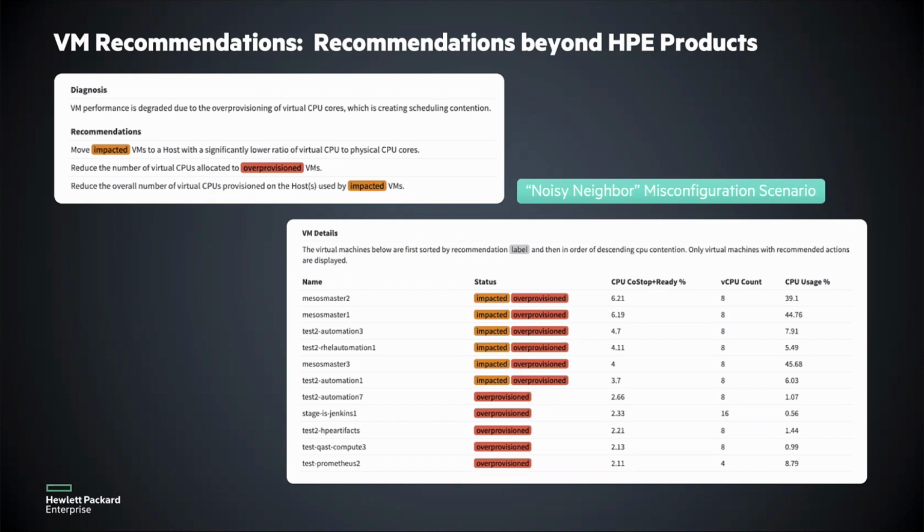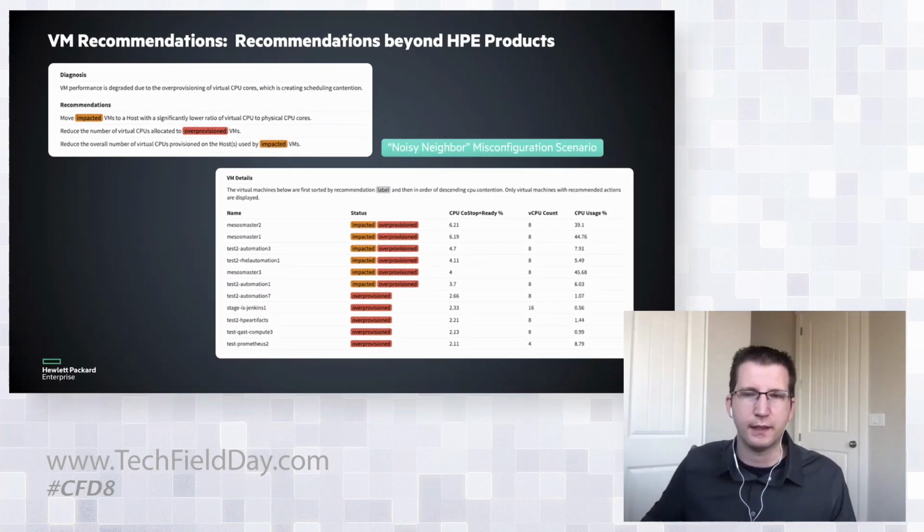And so with vEnvision and the recommendations that we've added to that capability, we have the ability to point out noisy neighbor scenarios between VMs when things are misconfigured. And we're constantly looking for new ways to expand the scope of contextual insights to cover more than just the HPE product line, so that we have a full perspective of what's running and how it's behaving.